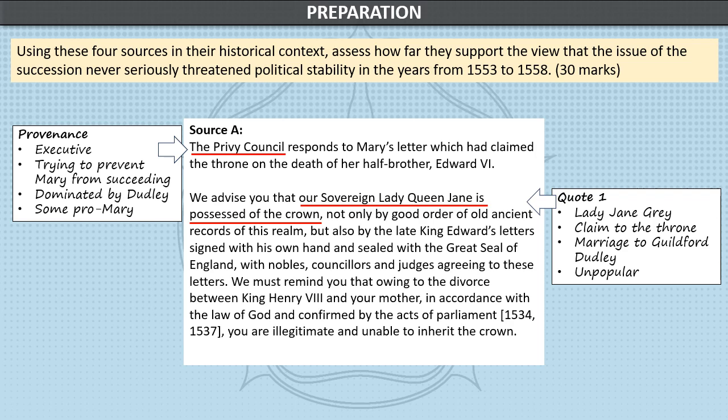These are sections that I could use to expand on and show my own knowledge. So the first one that catches my eye is the claim that our sovereign Lady Queen Jane is possessed of the crown. So I'd underline that, and then I'd note down again some short bullet point notes about where I might go with that. So I might expand on exactly who Lady Jane Grey was and what her claim to the throne was.